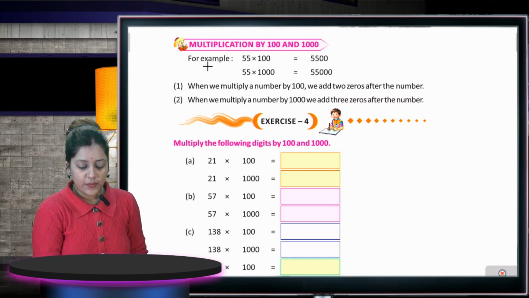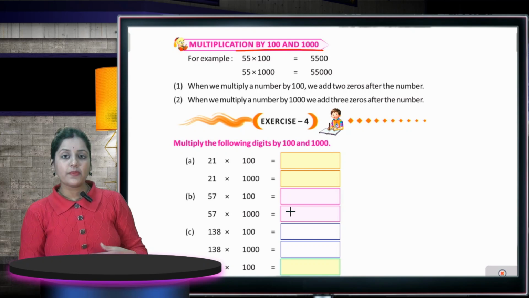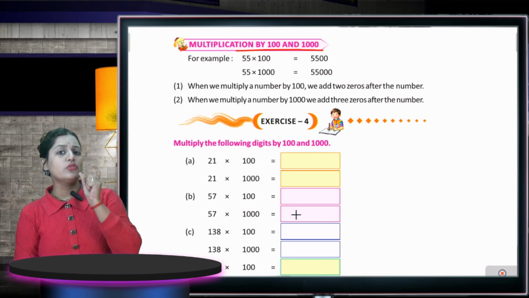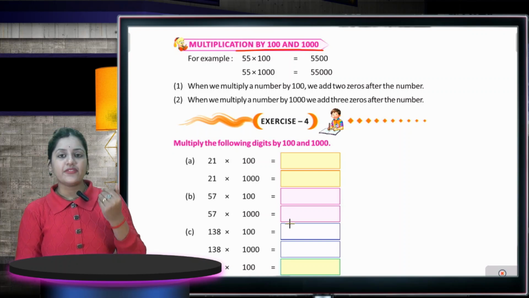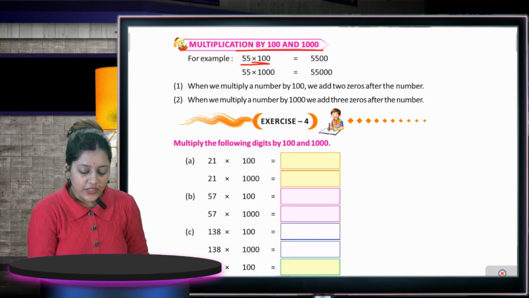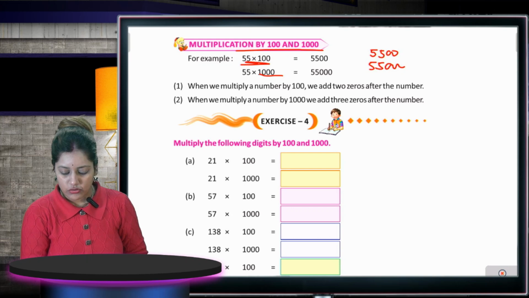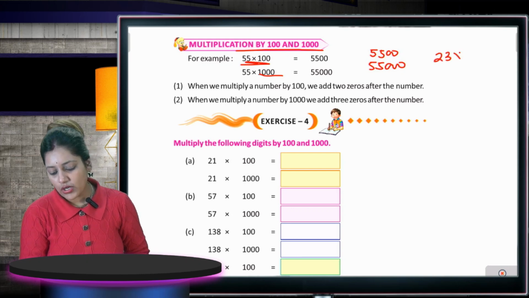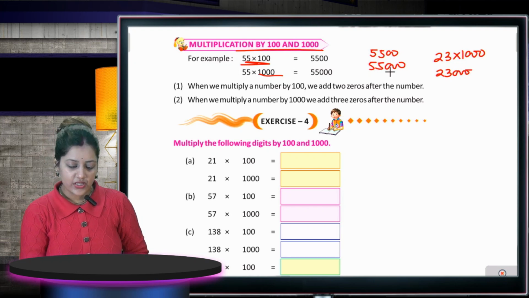Now, multiplication by 100 or 1000. What do you mean by multiplying by 100 and 1000? It means you simply have to put that number of zeros after the number. Like 51 into 100, you simply put 2 zeros of 100. 50 into 1000, you simply put 3 zeros. If I am going to write 23 into 1000, then you simply put the 3 zeros after 23.